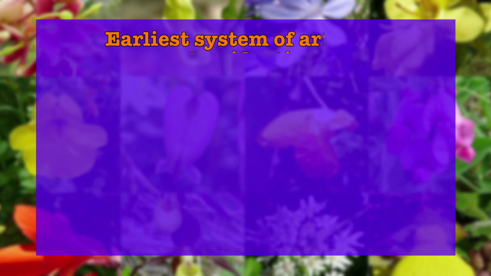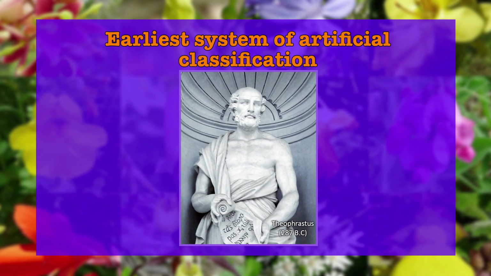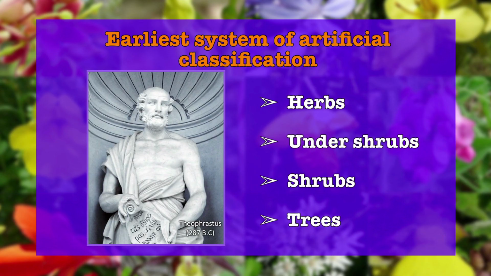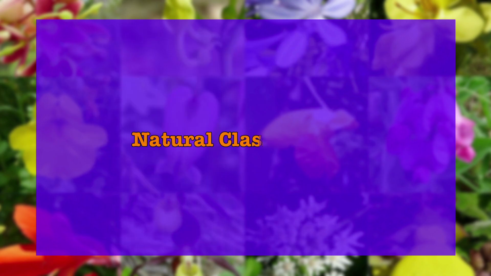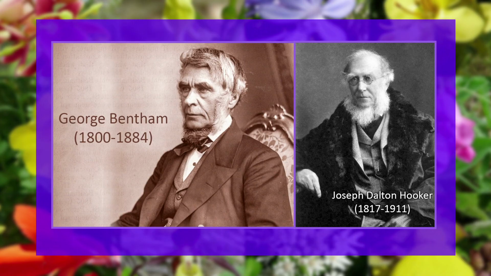The earliest system of artificial classification was proposed by Theophrastus, who classified plants as herbs, undershrubs, shrubs, and trees on the basis of habit. Number second, natural classification. This system of classification is based on natural affinities or overall similarities. These systems started with Adanson and culminated with Bentham and Hooker.